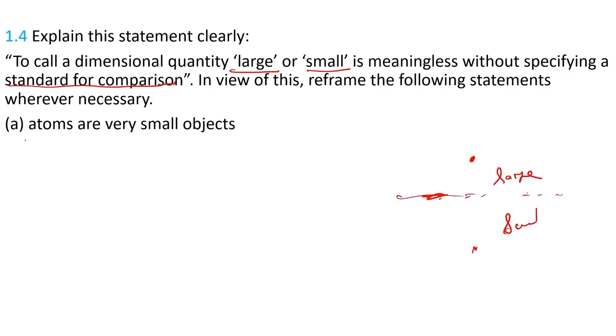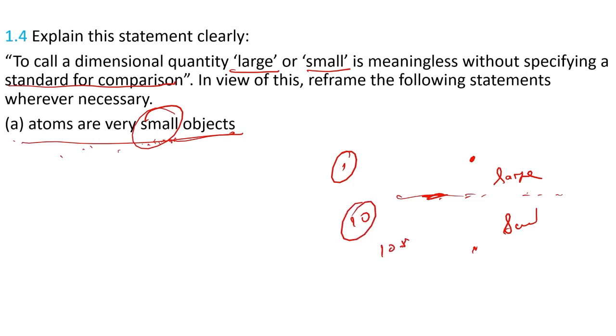So here the first statement is atoms are very small. Here, small doesn't stand as a correct word because there is no reference stating small with respect to what. Small may be 1, small may be 10, small may be 1000 meters, nobody can say small relative to what.